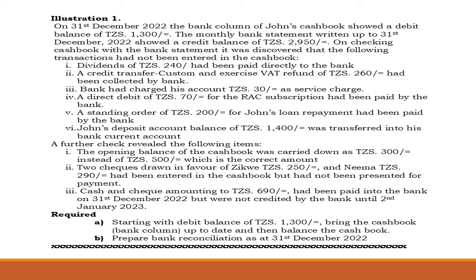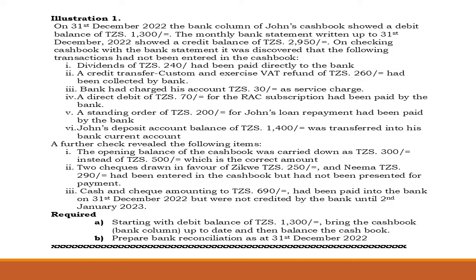Roman 3, cash and checks amounting to 690 had been paid into the bank on 31st December, but were not credited by the bank until 2nd January. So the deposit in the cash book was recorded on 31st December, but due to one reason or another, this amount was not credited until the next year.